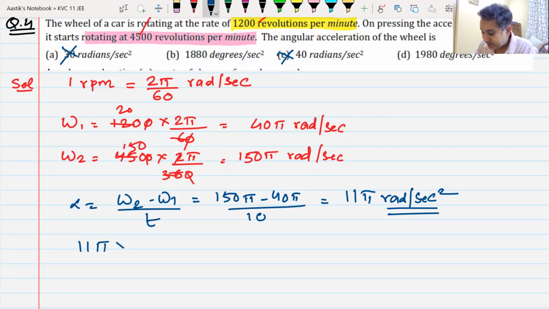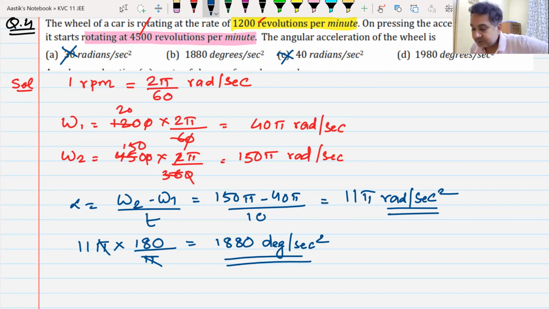So I have to convert 11 pi. This is in radians. I have to convert it into degrees. So what will I do? I will multiply it by 180 and divide it by pi. Do we understand this? 180 degrees is pi radians. Pi radians is 180 degrees. So 11 pi radians will be 11 pi multiplied by 180 by pi. So it becomes 11 multiplied by 180 and the correct answer is 1980 degrees per second square. Do we understand this?